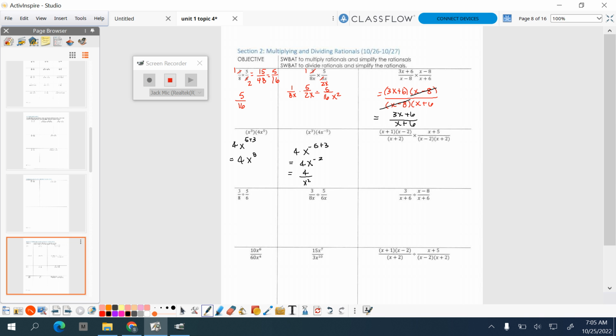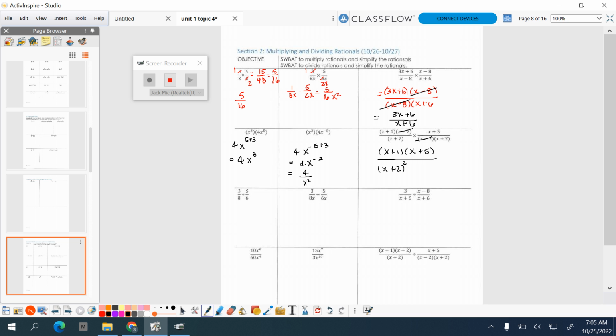I'm going to cancel some things. I have x minus 2 in the top. I have x minus 2 in the bottom. So I can cancel those. Those are the same. And then I end up with x plus 1. And notice I'm using parentheses here because there's 2 distinct groups, and x plus 2. And you can actually square these 2 groups, or you could write x plus 2 times x plus 2.